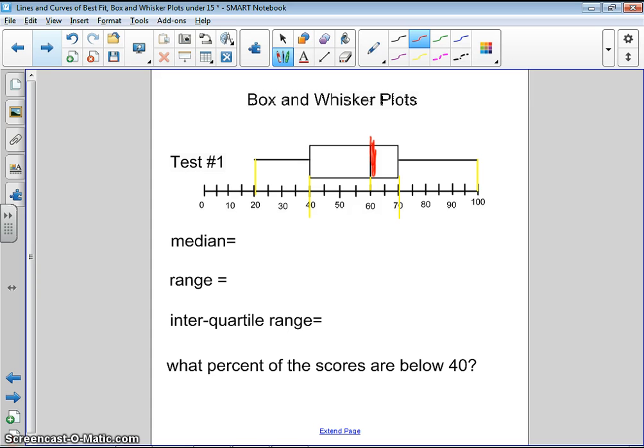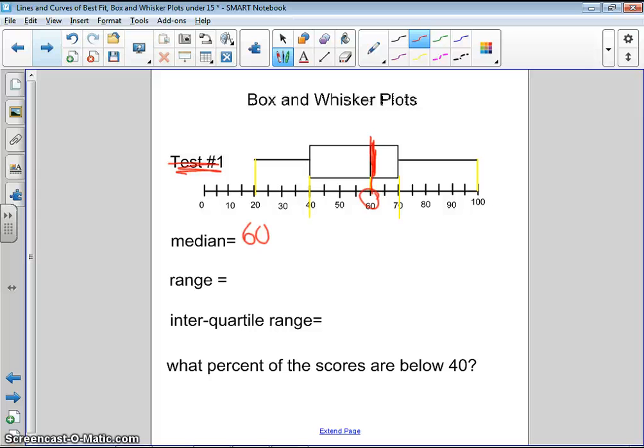And so we have half the scores to the right of that, and we have half the scores to the left of that. Some questions that you could be asked about this box and whisker plot is, what is the median? Well, this line right here corresponds to a score of 60. So that means that on the test that these students took, 60 is going to be the average or the median score.